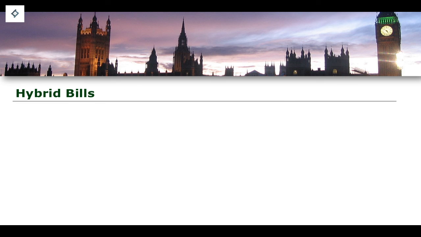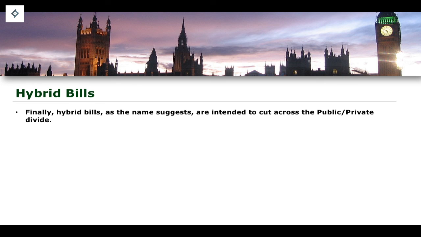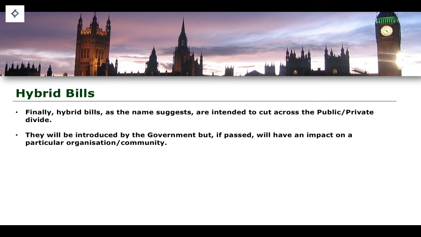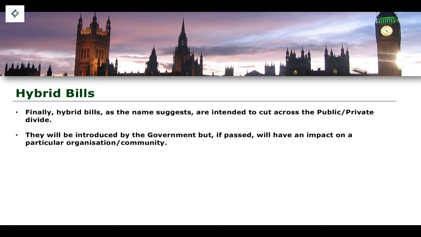Finally, then, you have hybrid bills. Hybrid bills, as the name suggests, are intended to cut across this public and private divide that we found on the previous slide. They will be introduced by government, but if they are passed, they may have an impact on a particular organisation or community. So essentially, they look to bridge the divide between the public and the private in regards to the type of legislation that could be passed through Parliament and then ultimately receive royal assent.